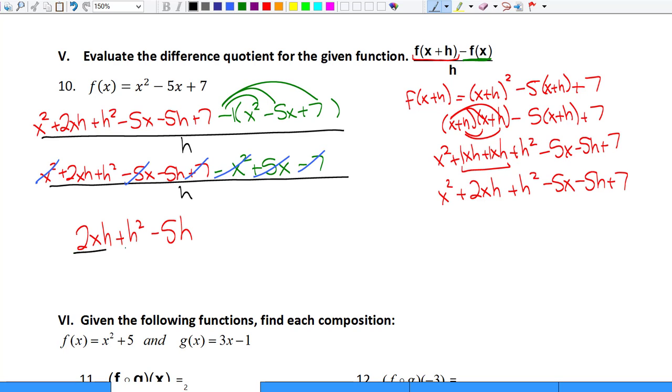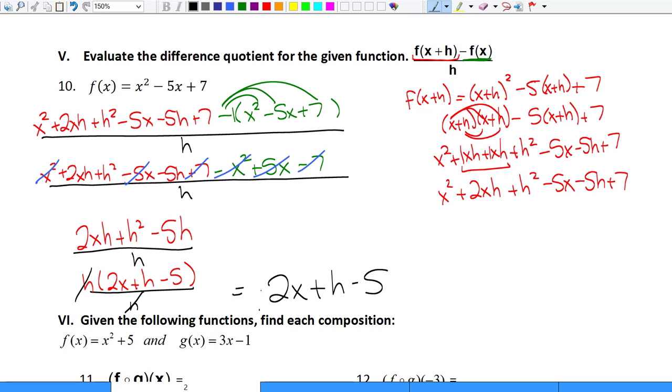And they do. And so what I'm going to do now is factor an h out of the numerator. And now that it's factored, the h and the h divide out, and you're just left with 2x plus h minus 5. And that is my difference quotient.